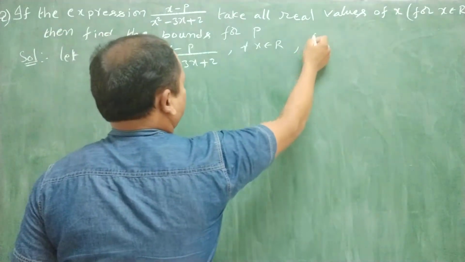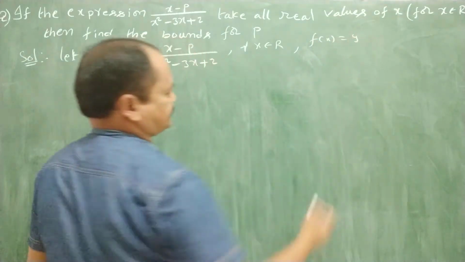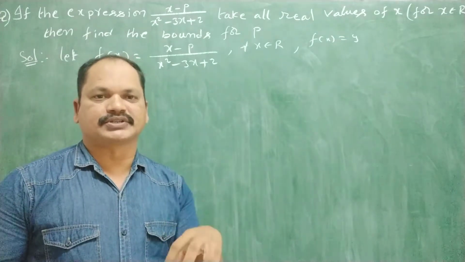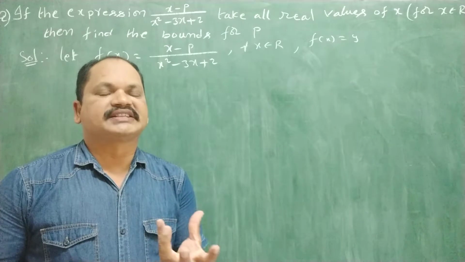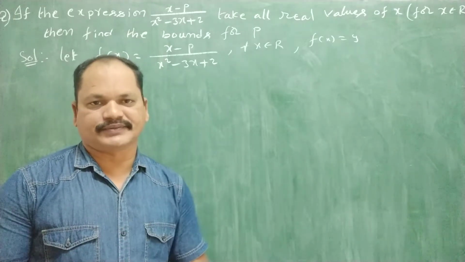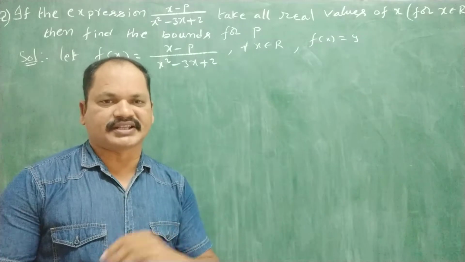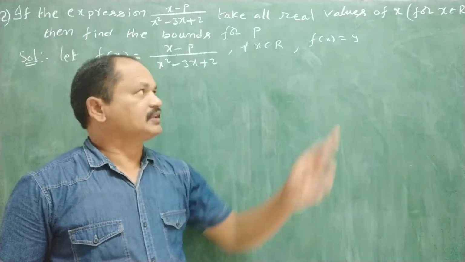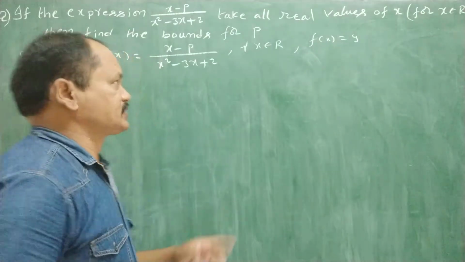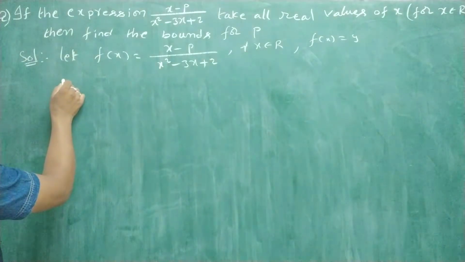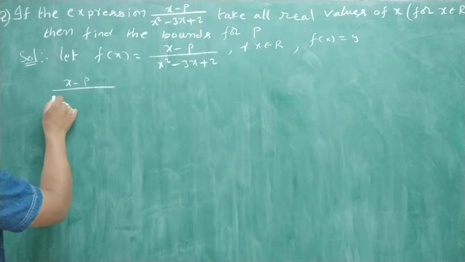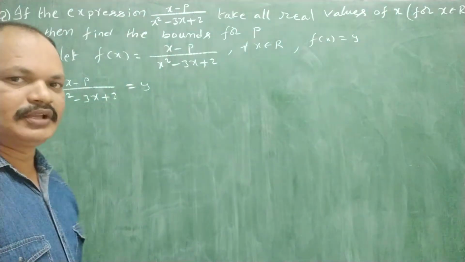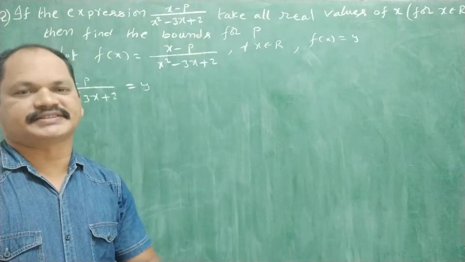Generally, f of x is equal to y. That means x is input, that is the domain. Now f of x is the output, that is the range. So let us consider this range is taken as y. That's why the expression (x minus p) by (x square minus 3x plus 2) is equal to y. Now we have to identify the y limits.